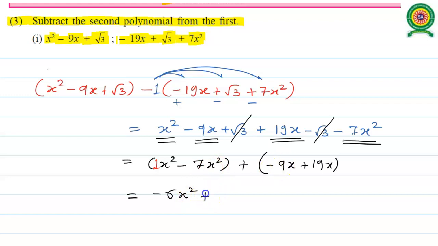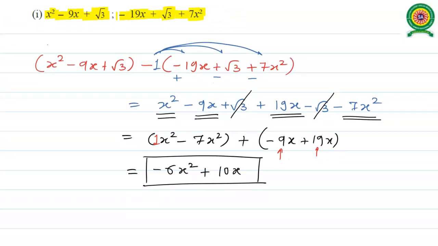Now look at the next bracket. We have minus 9 and plus 19. Minus 9 plus 19 becomes 10x as it is. So the subtraction of the given polynomials is of this form. This is known as linear subtraction.